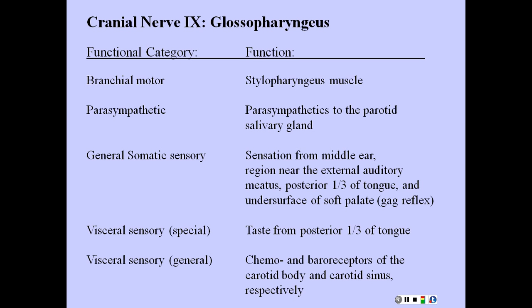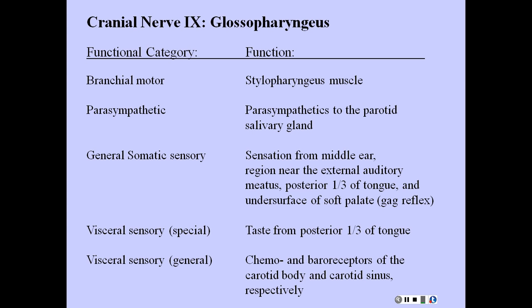And the one that definitely is a good example of this is glossopharyngeus. So glossopharyngeus actually has two motor functions, somatic and autonomic. It has sensory stuff going on, and it even has special sensory and visceral sensory things going on. So what are these things all about? We just have to go through them one by one.